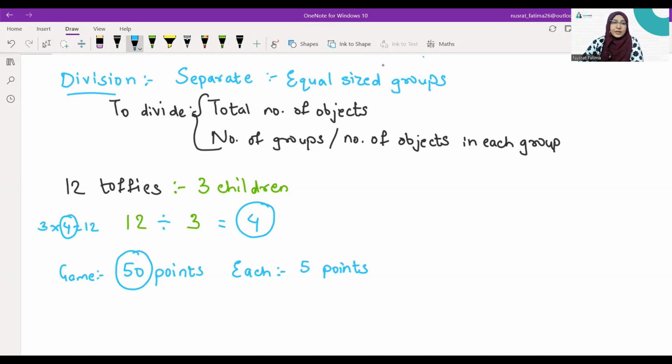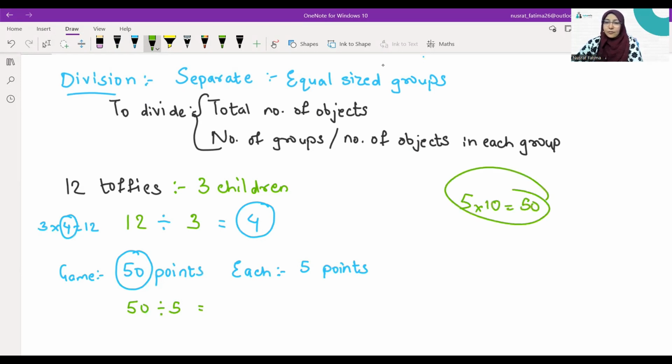So here again I need to divide. So let's divide. 50 divided by 5. So again I need to be good at the multiplication table of 5. The table of 5 is really very easy. You just need to skip count by 5 and you're going to get the multiplication table of 5. So when I see 5 times 10 gives me 50. 5 when multiplied by 10 gives you 50. So when I divide 50 by 5, I'm going to get 10.